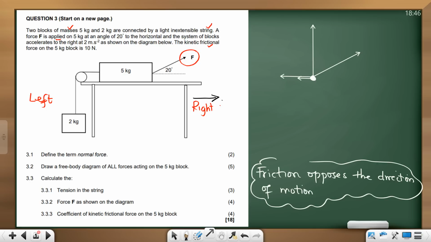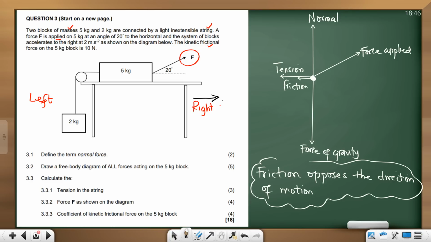One more force is missing. Force of gravity. By the way, this should be long in this particular diagram. This is the force of what? Gravity. Let's move quickly. What is this? Force applied. What is this? Normal force. What is this? Tension. And what is that? Friction. All right, you have your 5 marks, everybody.